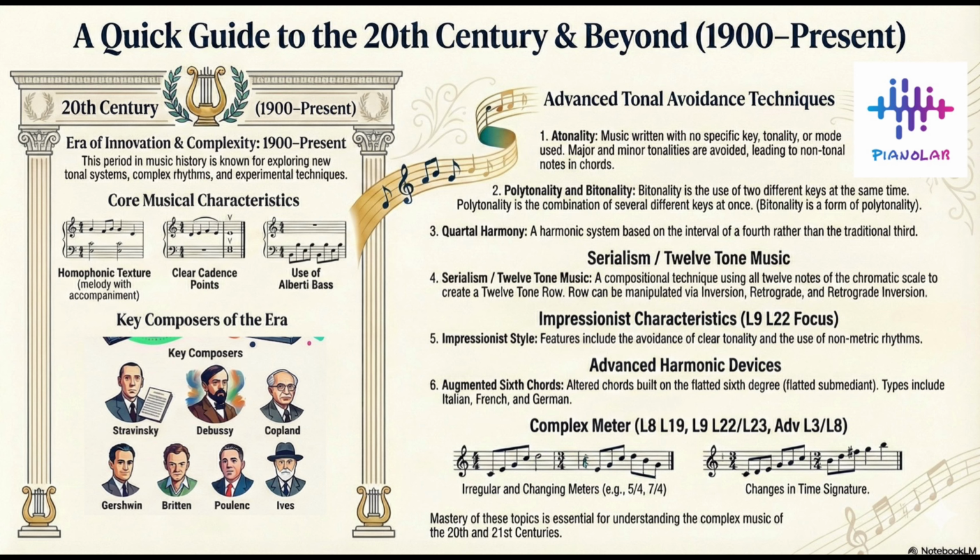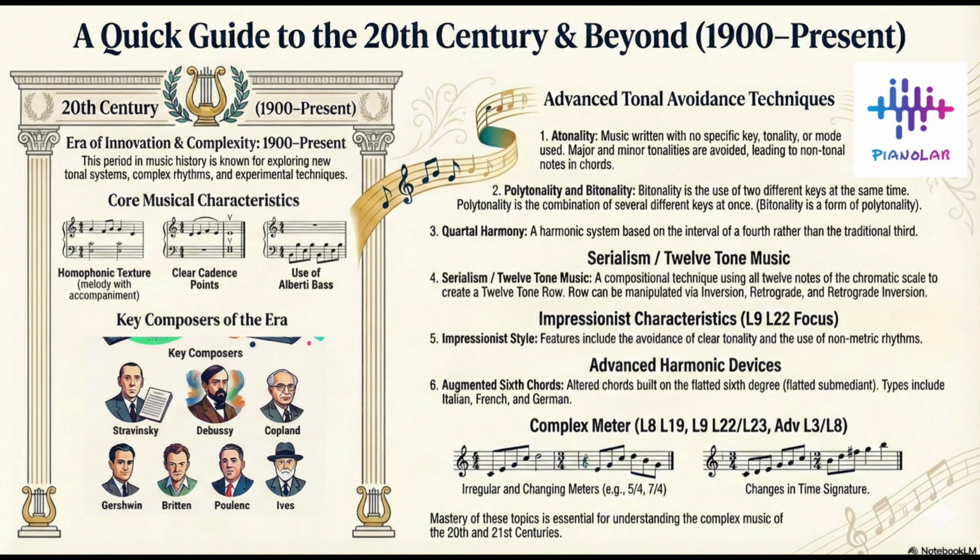Okay, so a logical next step from refusing to commit to one key would be to commit to several at once. Exactly. And that brings us right to polytonality. It's a strategy of layering. The definition you need to know is the combination of several different keys at the same time. It's a very specific, very 20th century sound. Its most common form is bitonality, right? Correct. Bitonality is just a specific type of polytonality. It's the use of two different keys at the same time.